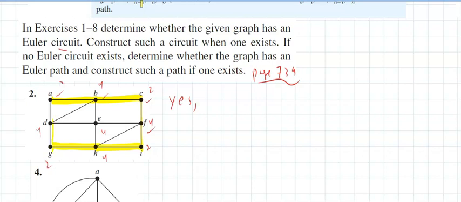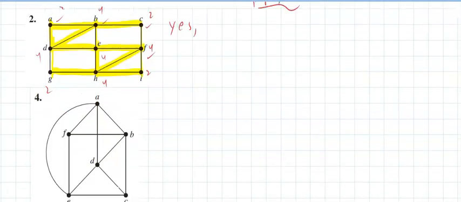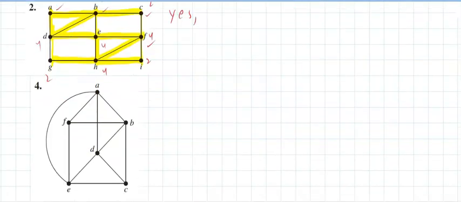Now I could go, let me think really quick. I could go to E, and from E I could go to H, and from H I could go to F, and then F to E, E to B, and B back to D, and then D to A. There we go. That's one such circuit. So yes, I'm able to find it.